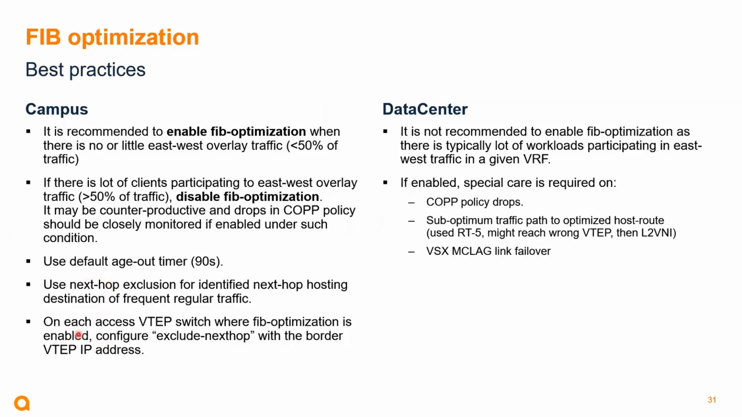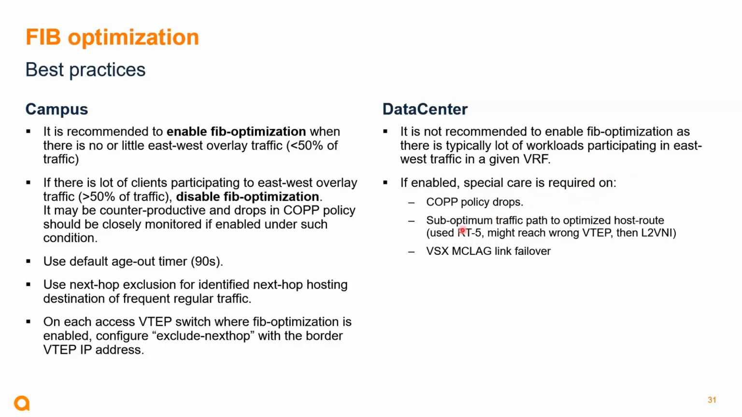And this is what I mentioned here. In the data center, do not use FIB optimization. If you really have to, because you want to limit, first of all, you need to pay attention that there is not so much east-west traffic. And if it's really something that you have to enable, pay attention that the COPP policy drop must be seriously watched.